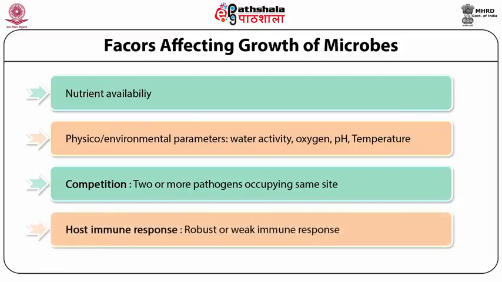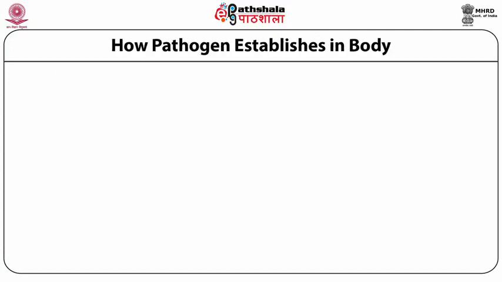How quickly the host will put its immune response in function. So if the immune response is robust, the bacteria could not grow. If it is a weak immune response, bacteria could grow very easily at that body site. So how does a pathogen establish in the body, or how do they establish their colony in the body?